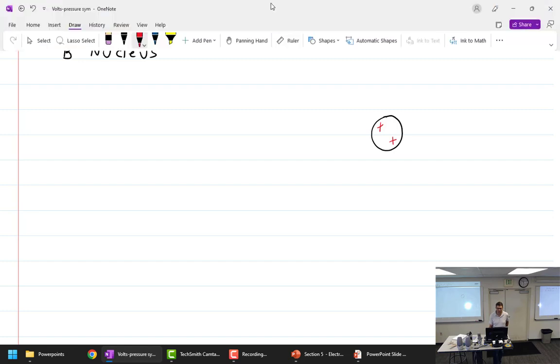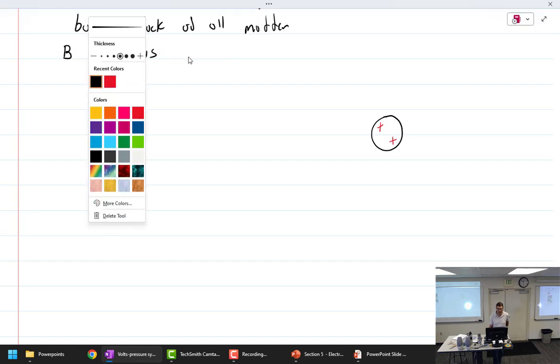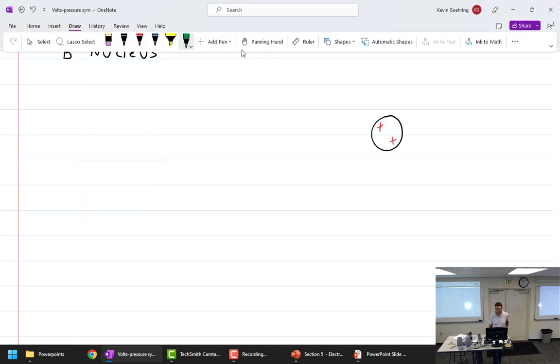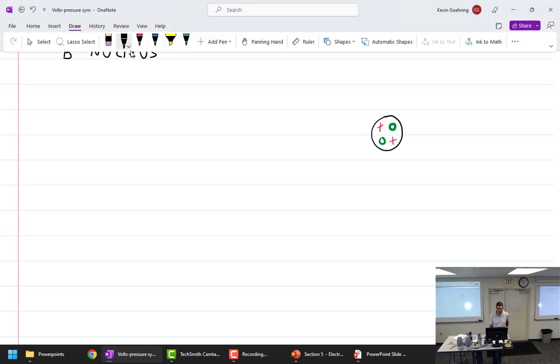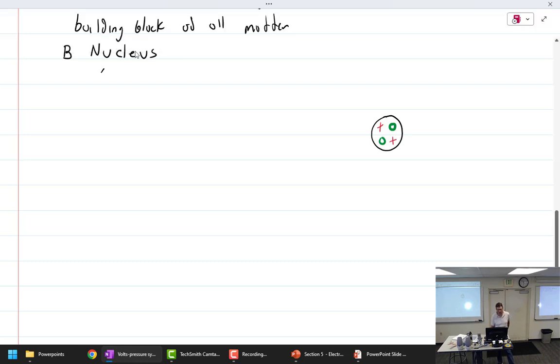And then I'll come over here. I need green, so we'll use that one. Green, and we'll have some, oh, they're going to be fat, I guess, some neutrons. Go back to black. So inside the nucleus, it is the center of the atom, and it contains two things: protons and neutrons.